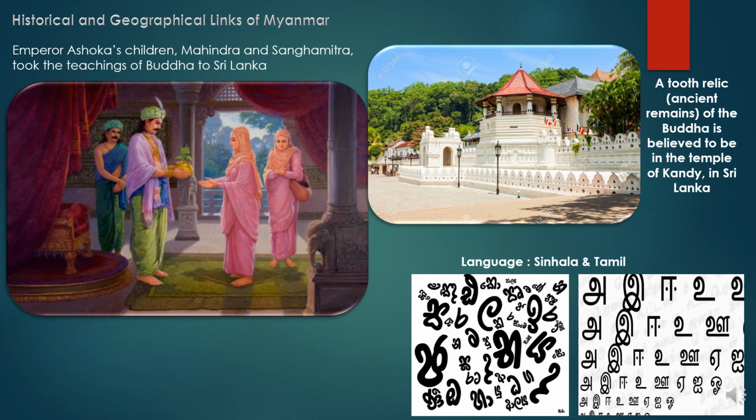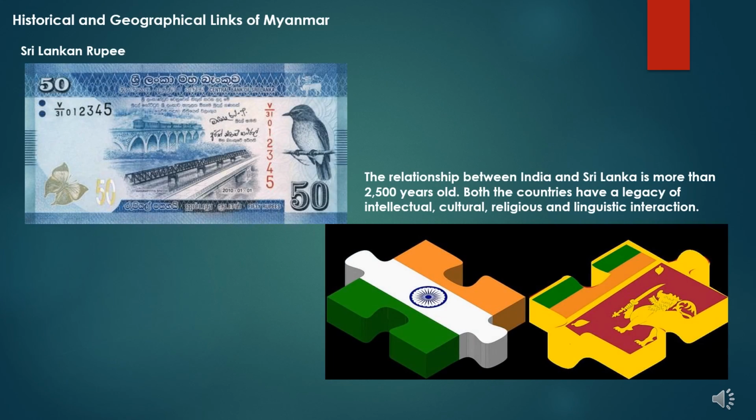Emperor Ashoka's children, Mahindra and Sanghamitra, took the teachings of Buddha to Sri Lanka. A tooth relic, ancient remains of Buddha, is believed to be in the temple of Kandy in Sri Lanka. There are 2 languages in Sri Lanka. Those are Sinhala and Tamil. The currency of Sri Lanka is the Sri Lankan rupee.